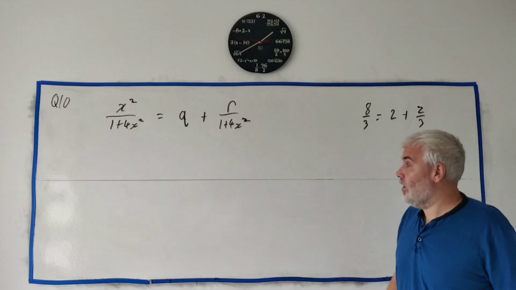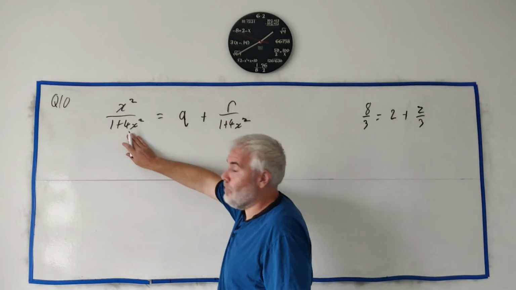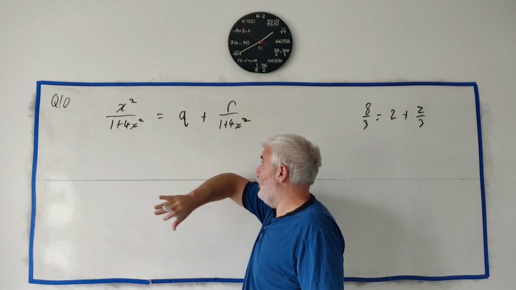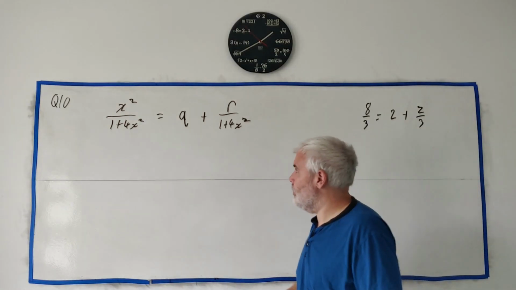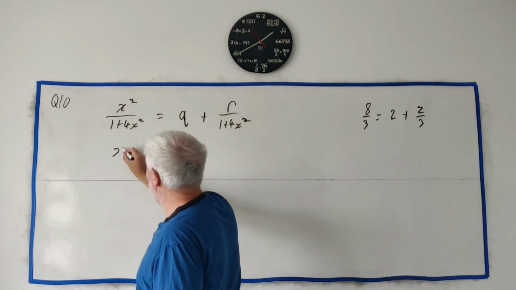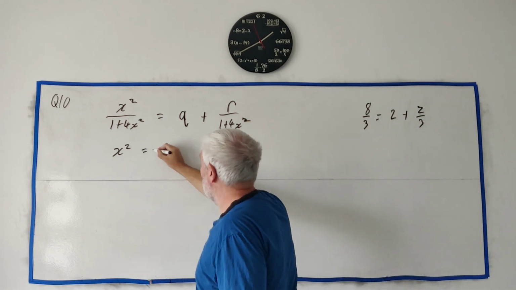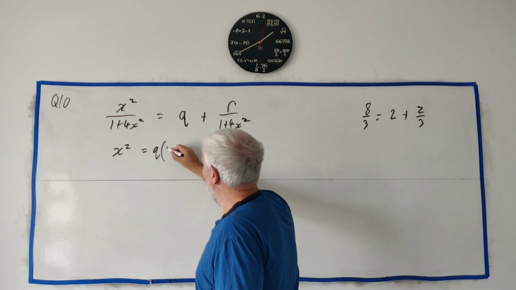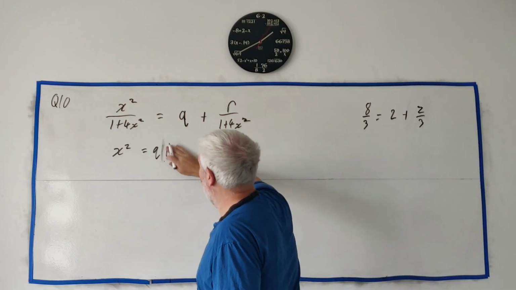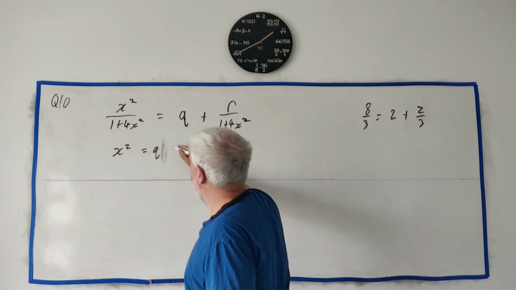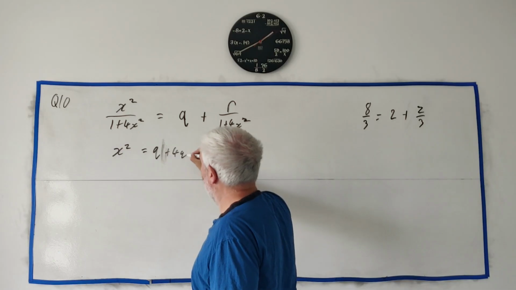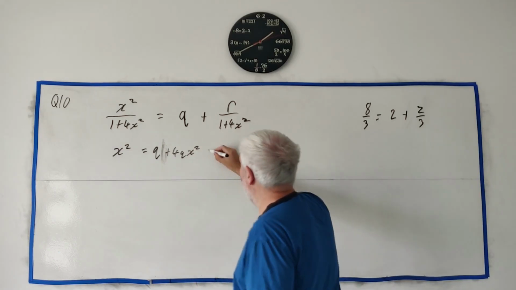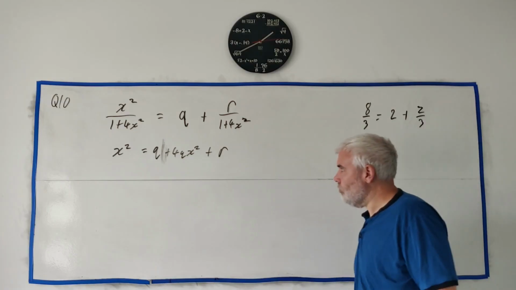We can just solve this. Multiply everybody by 1 plus 4x squared. We're going to equate like terms. Multiply everyone by that. The left side just becomes x squared. Q is the only one that gets multiplied. Let's do them by parts. Q times 1 is just Q. Q times this is 4q x squared, and this just becomes r.